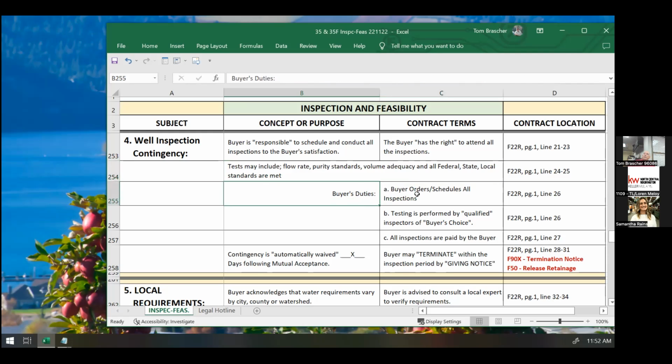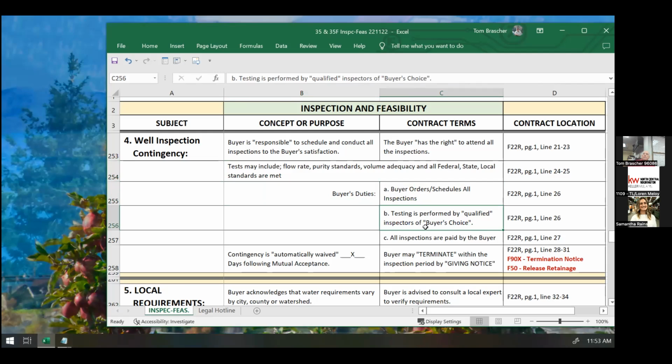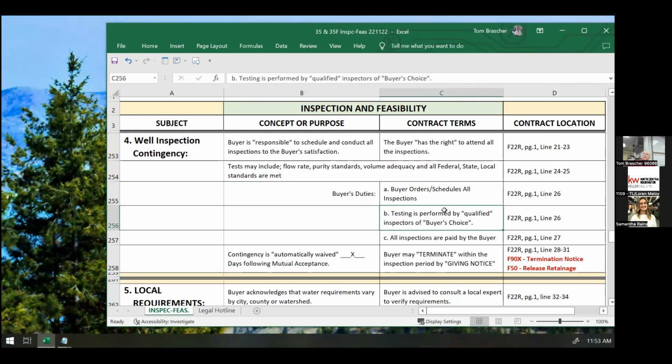The buyer's duties: the buyer is responsible for the ordering and scheduling of all inspections. The testing is performed by a qualified inspector. It's not just Joe, my friend. You have to have somebody that's licensed in water, like a well driller, water systems. Also, all inspections are paid by the buyer, and the buyer may terminate with inspection notice, giving notice within that time period. Again, it's a 90X and a 50, and that's called out right there in that area of the contract.